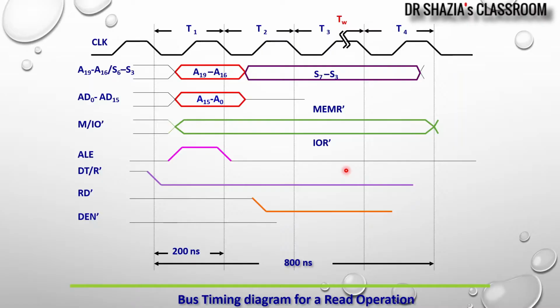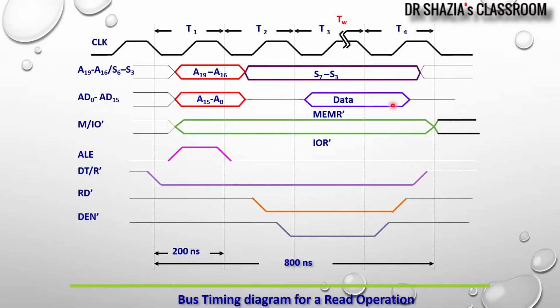Along with ALE going low and read signal going low, in the second T state, DEN is made active, which in turn helps in the third T state, the data will be available on the data bus. So, the third T state is basically for data transfer, and data will be available on the AD0 to AD15 bus, and T4 state is the wind up state. All the signals will be deactivated or will go back to their initial condition. So, this is the timing diagram for a memory read or IO read operation.